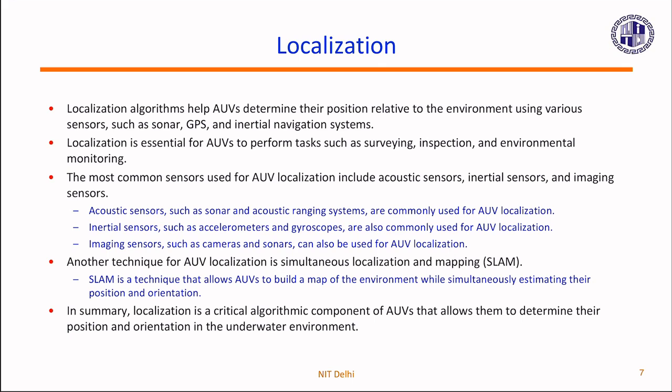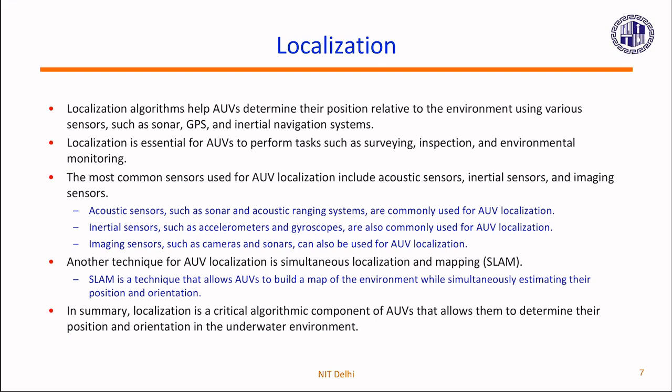The localization problem of AUVs can be formulated as an estimation problem, where the goal is to estimate the AUV's position and orientation based on sensor measurements. The most common sensors used for AUV localization include acoustic sensors, inertial sensors, and imaging sensors.